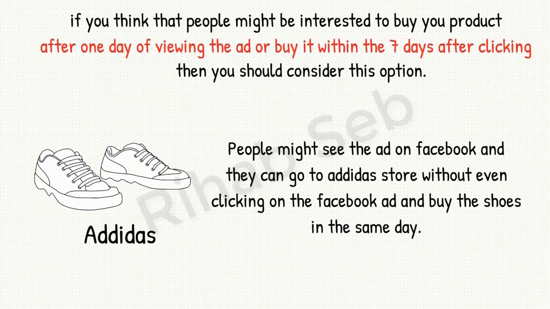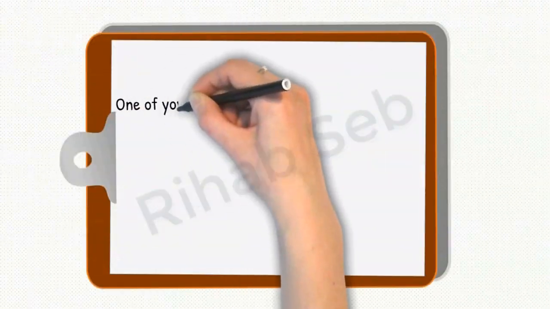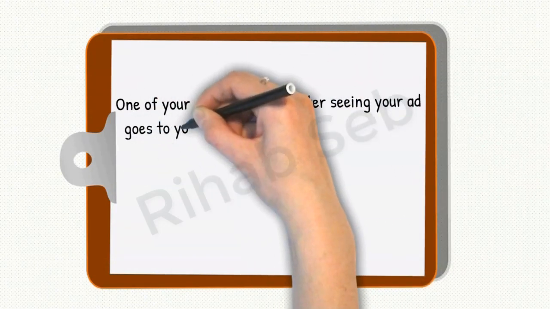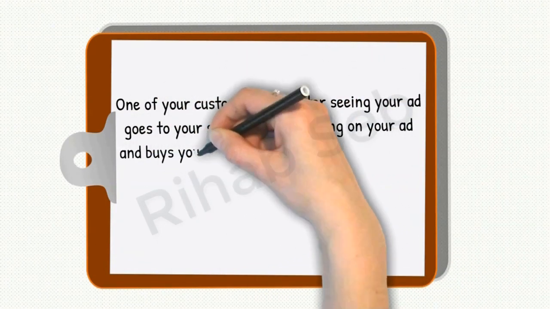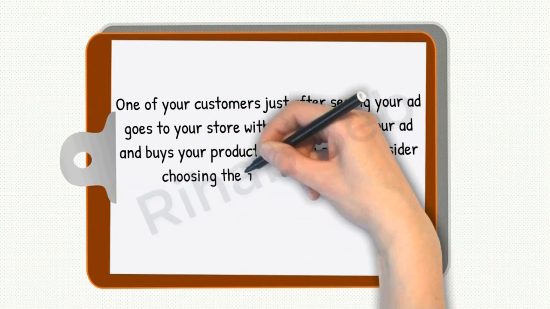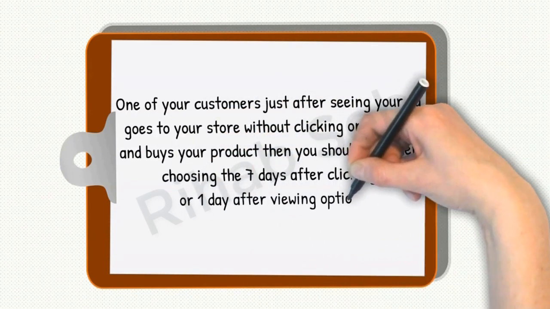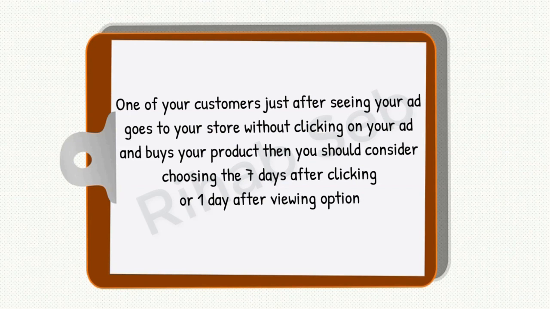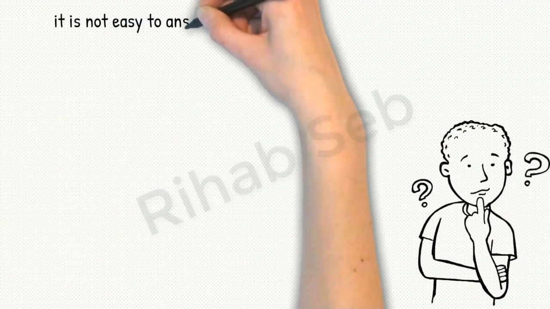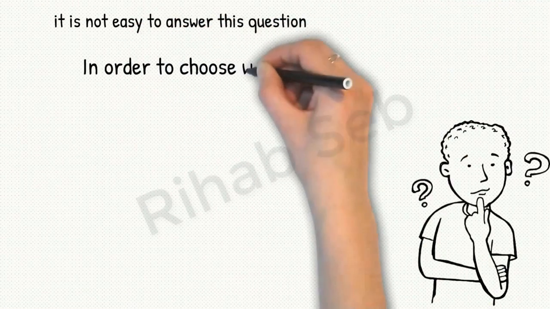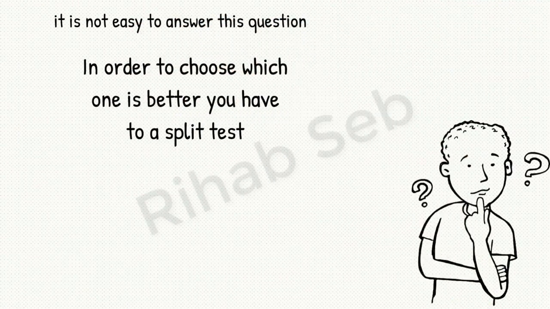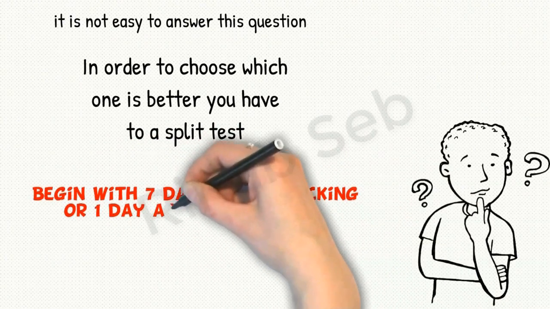If you think that this scenario could happen with you, that one of your customers, just after seeing your ad, goes to your store without clicking on your ad and buys your product, then you should consider choosing the 7 days after clicking or 1 day after viewing option. But it's not easy to answer this question, so in order to choose which one is better, you have to split test and figure out which one is truly better for you. Well, in order to not complicate your life, if you are a beginner, you can begin with 7 days after clicking or 1 day after ad viewing.